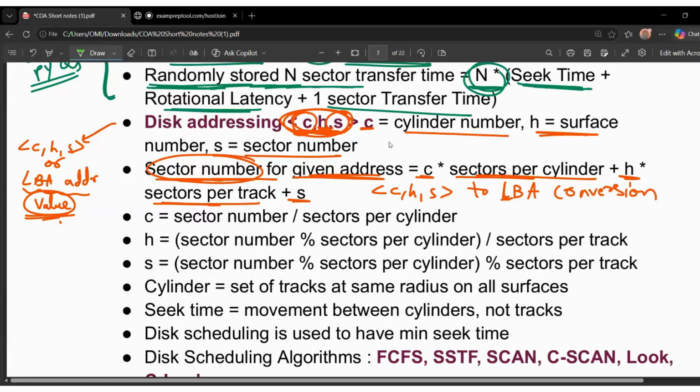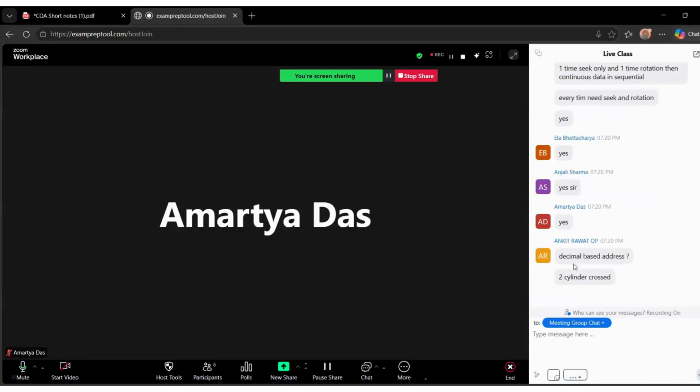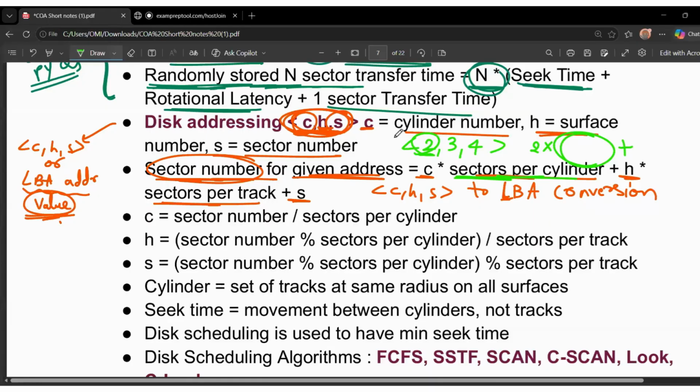Let's say, for example, if you have 2, 3, 4, how to convert to LBA? So what does 2 mean? 2 means two cylinders have passed, right? So 2 into how many sectors have passed, right? That's why we have to add sectors per cylinder. Now we are at the particular cylinder.